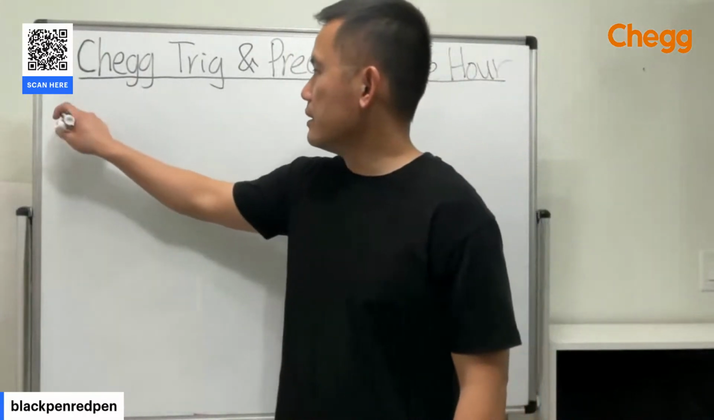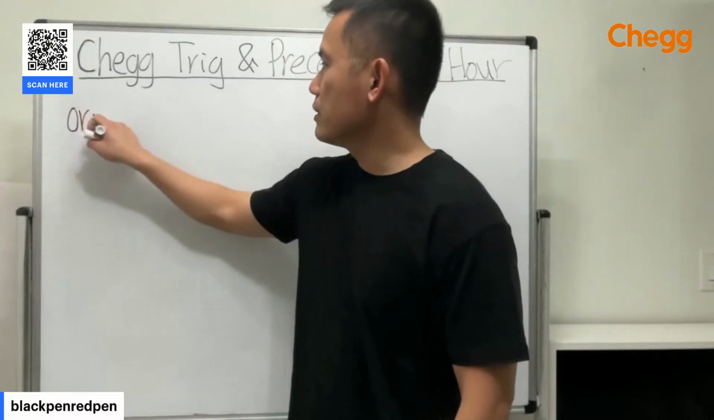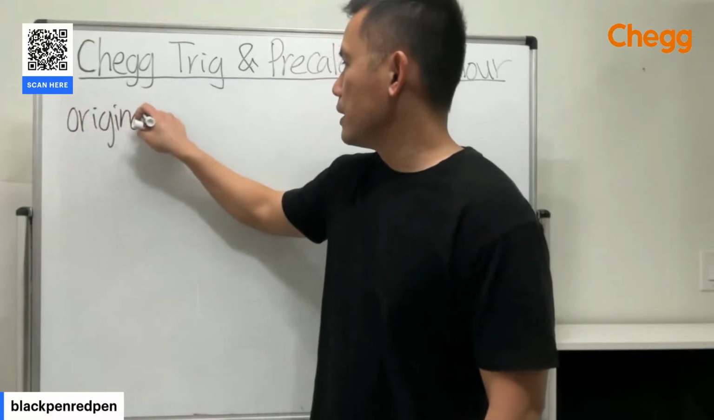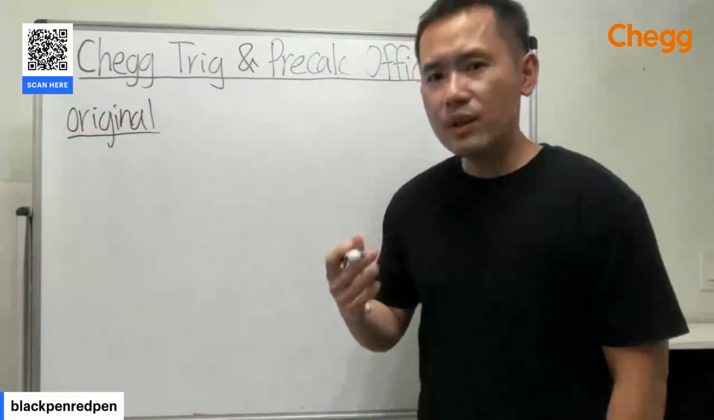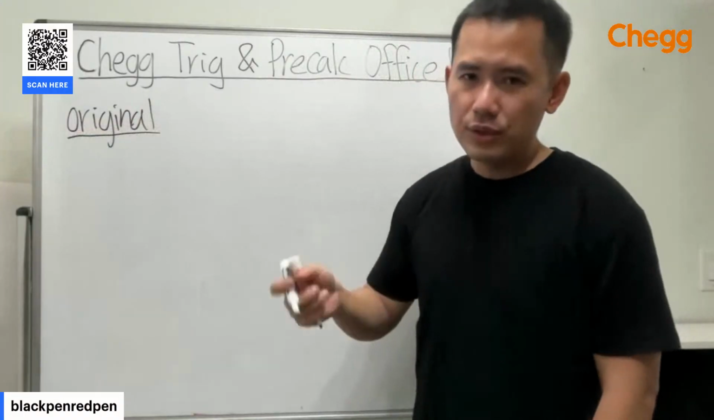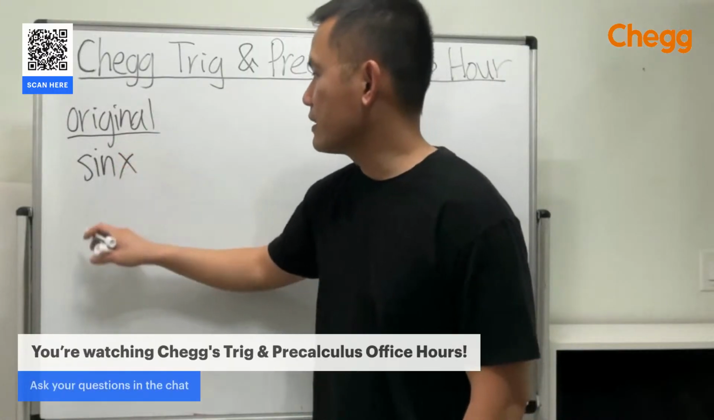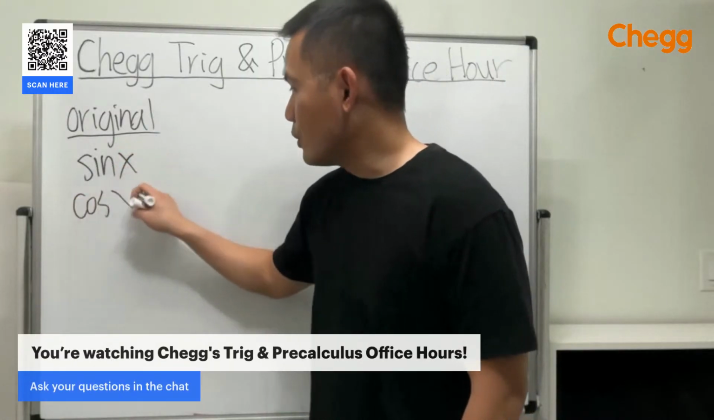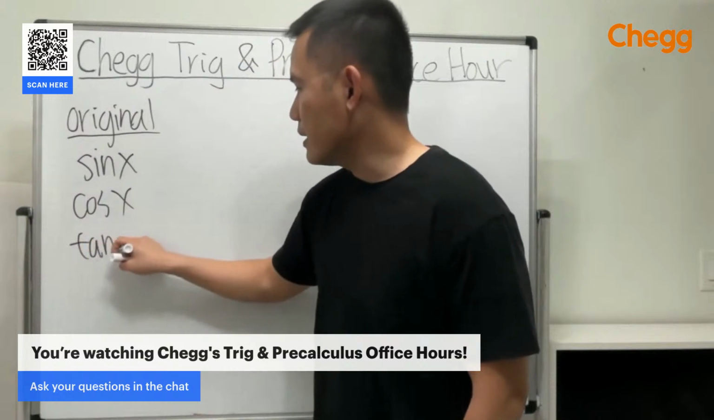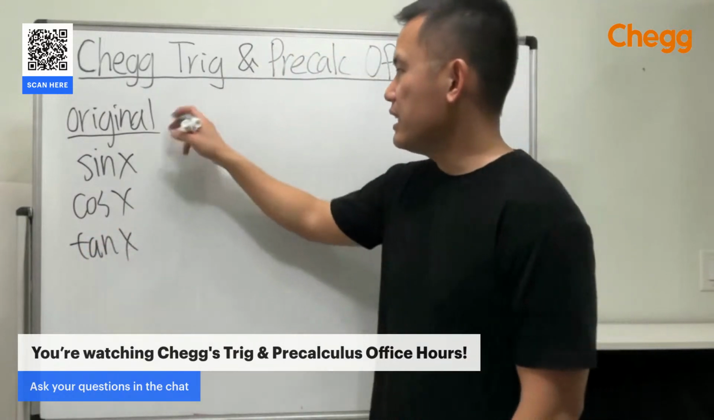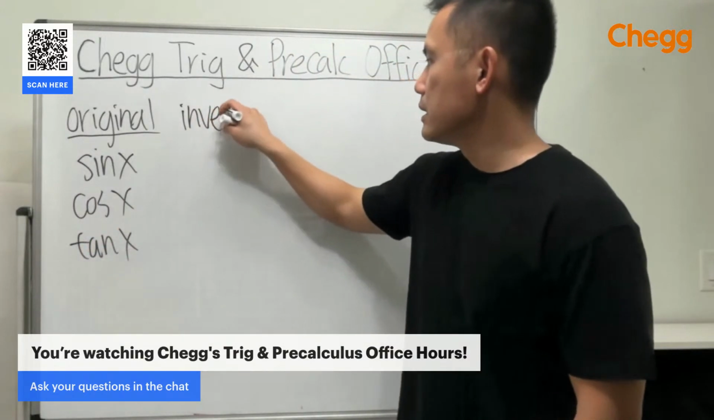Okay, I'm going to talk about the notation real quick for the arctangent. So this right here is the notation. I would say this is the original. So we have sine, cosine, tangent. Let's just use them as examples. So we have the original sine function, let's say sine of x, and then we have the cosine of x, and then we have the tangent of x, right? These are the original. And then next we have the inverse.